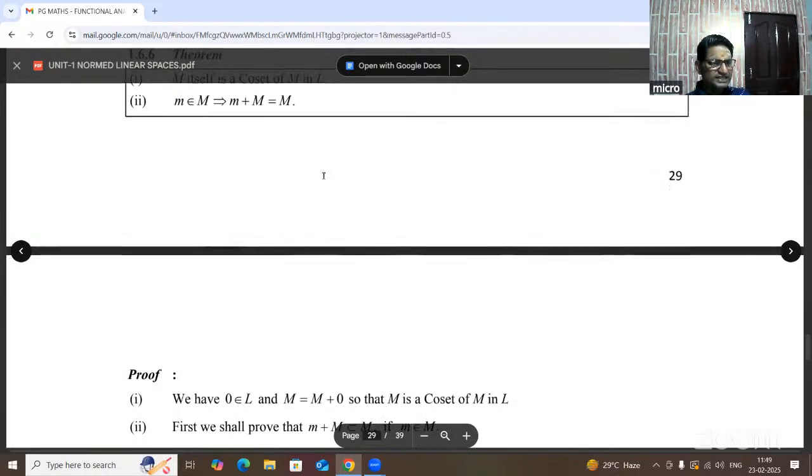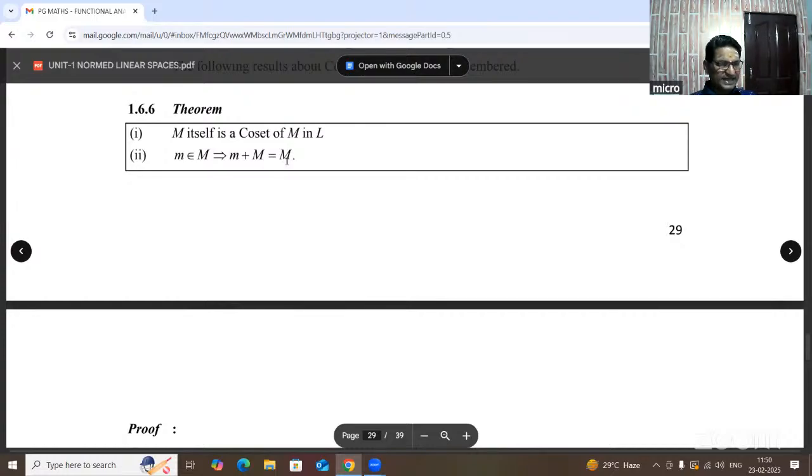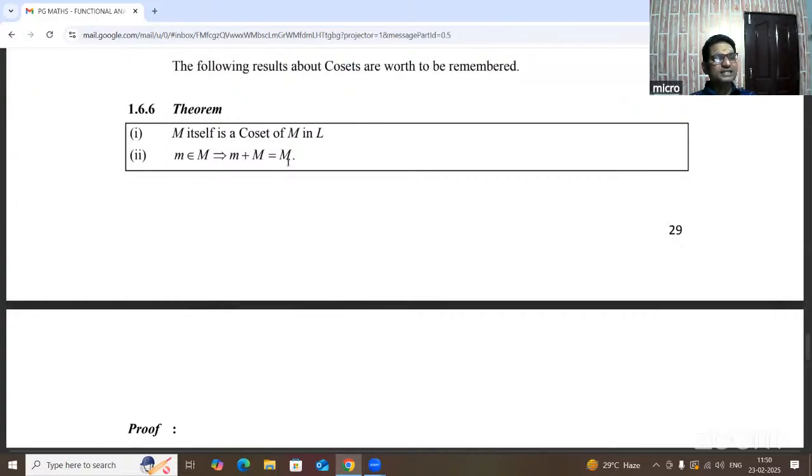What is the theorem? M itself is a coset of M in L. Capital M, the subspace of L, is itself a coset of M in L. That is the first condition. The second condition: when small m belongs to capital M, then small m plus capital M equals capital M. Each left coset and each right coset is a coset. M is a subspace, a non-empty subset of the linear space. When the left coset small m plus capital M is taken, on the right side capital M plus small m is also equal to capital M.